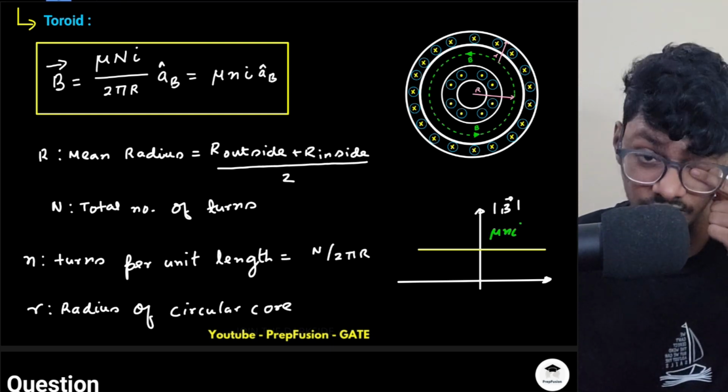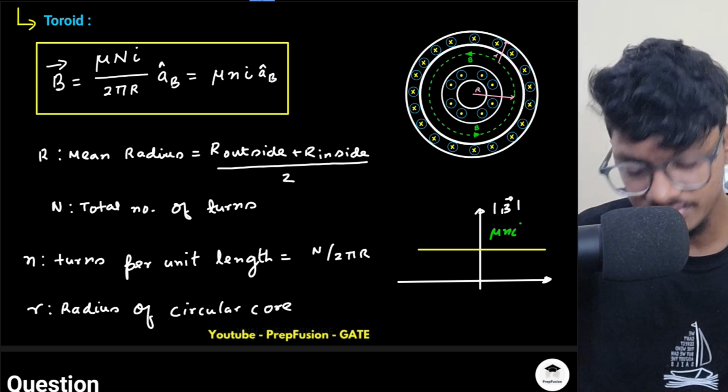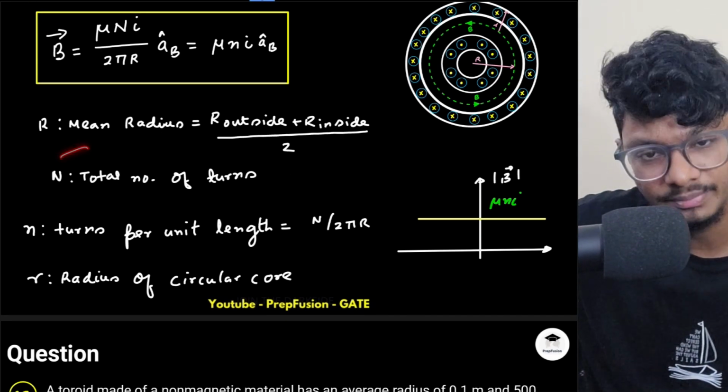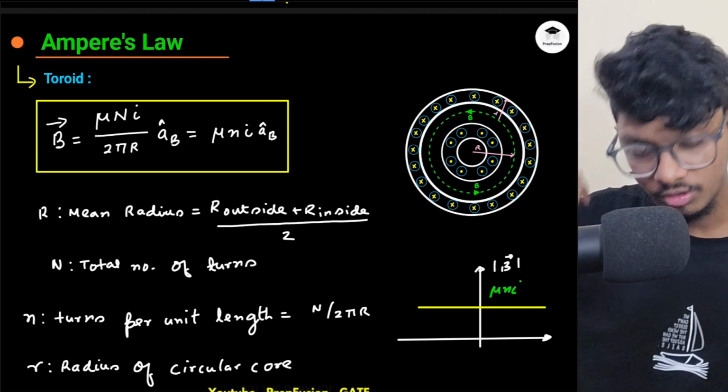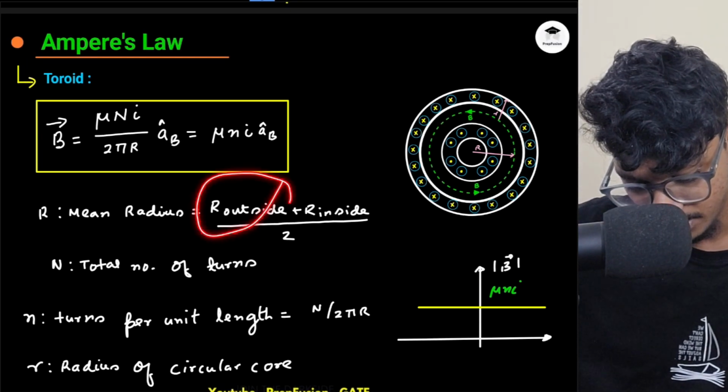Okay, so that is what I want. So that was the reason. And a few terms you should know: R is the mean radius. If it gets asked in the question, how do you compute the mean radius? Simply you do R outside plus R inside divided by 2.